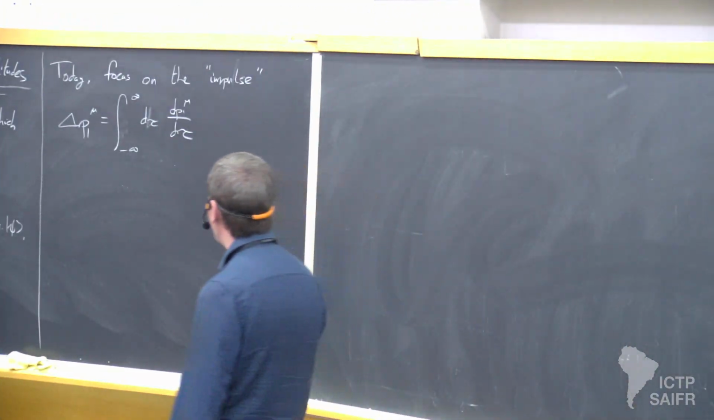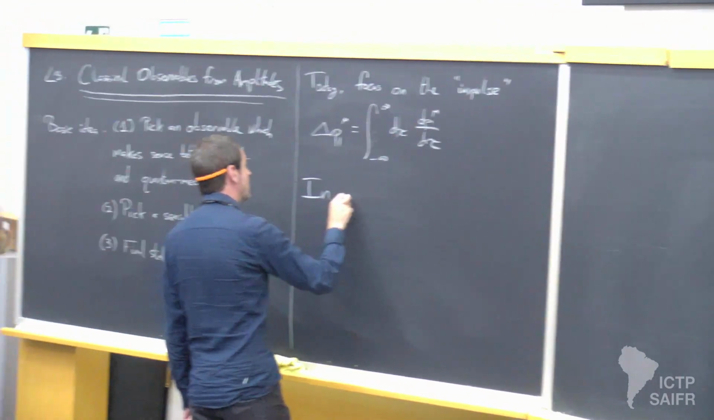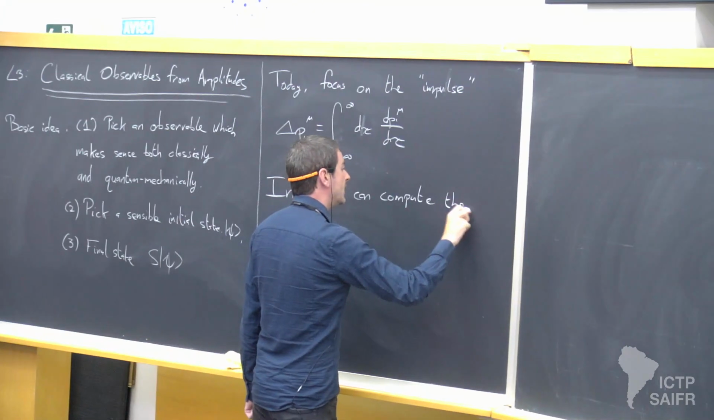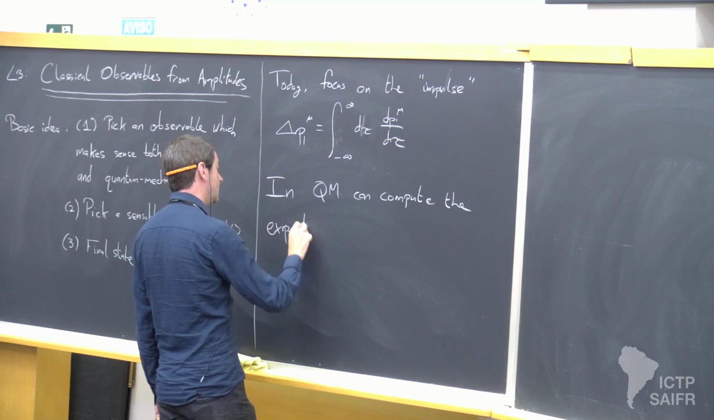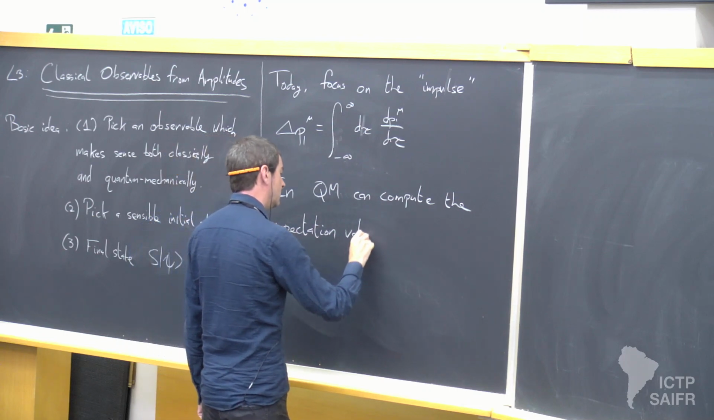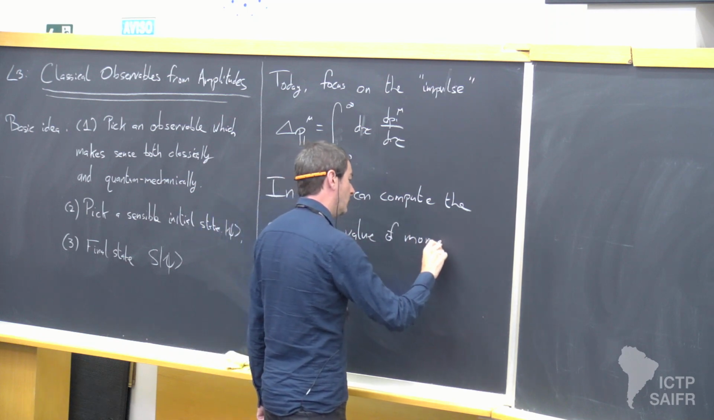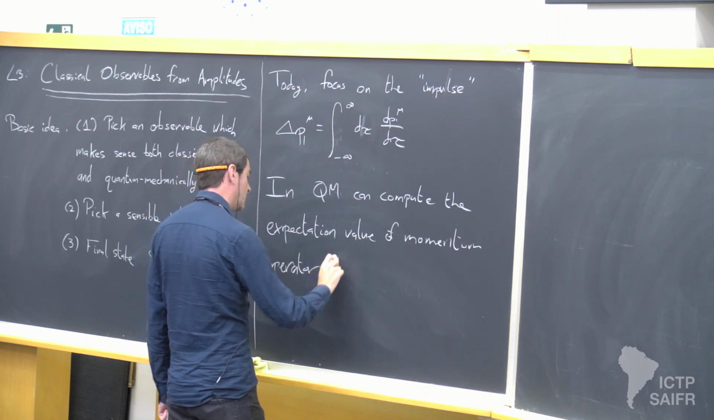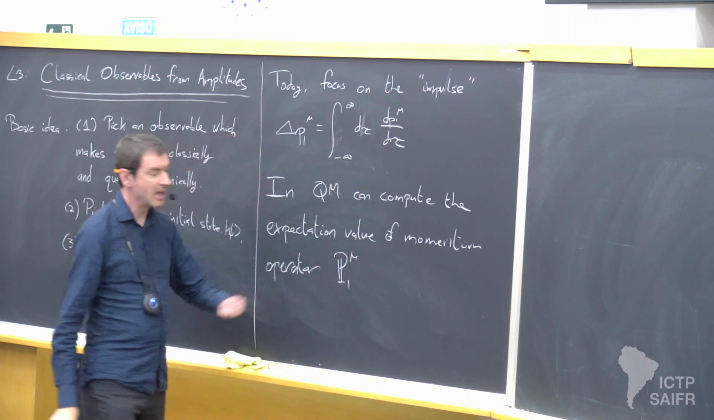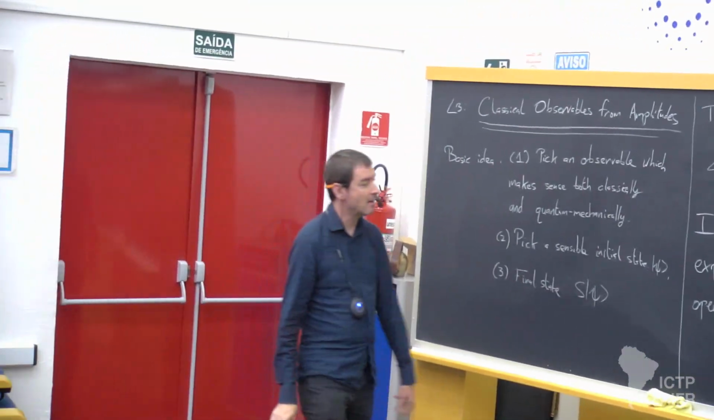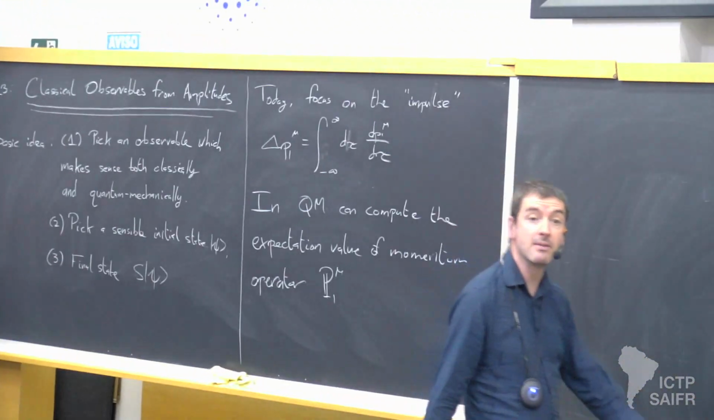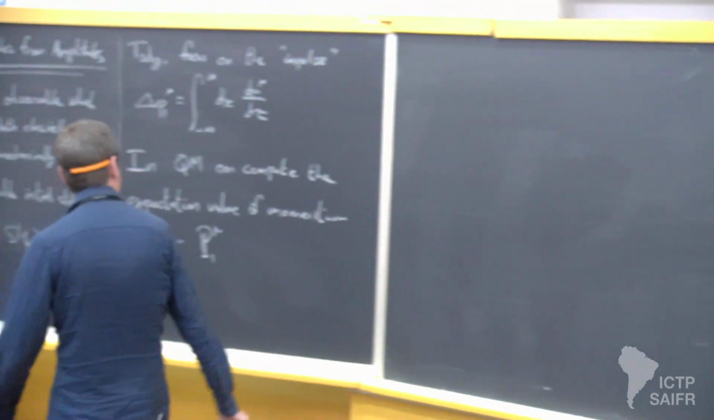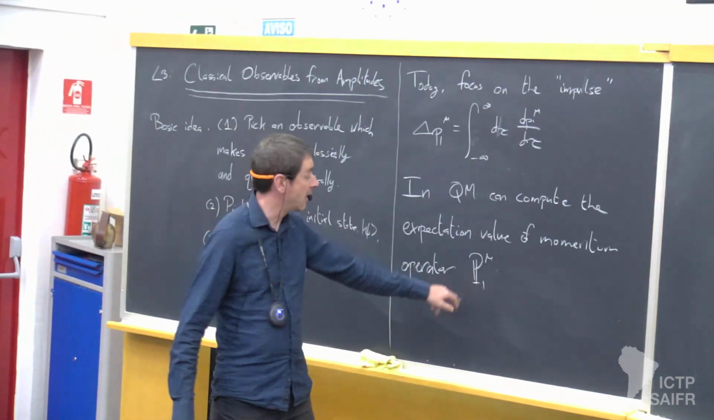Quantum mechanically, I can compute the expectation value of a momentum operator. That's a reasonable thing: P1^mu. I'll try to give many of my operators this blackboard bold font, though I will fail. So that's a perfectly reasonable operator in a quantum field theory. You're always going to have a momentum operator. Now, I can compute this expectation value in both the far past and the far future.